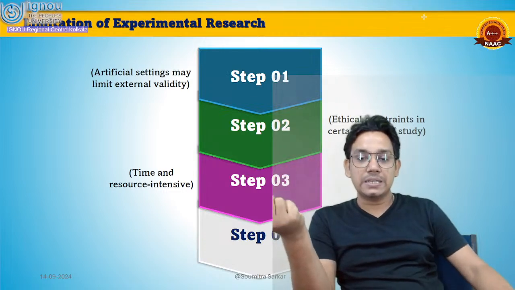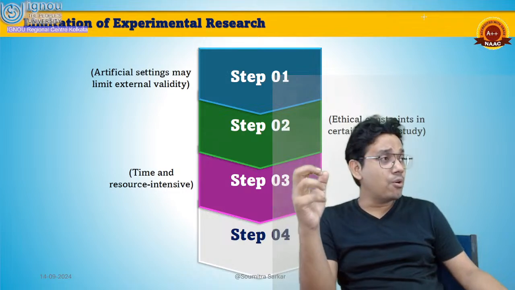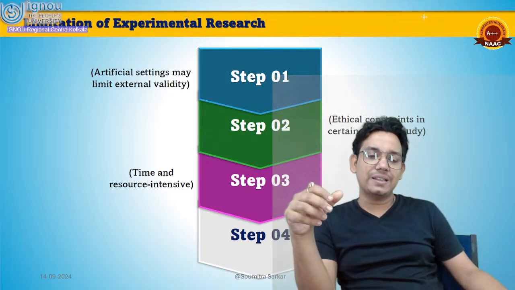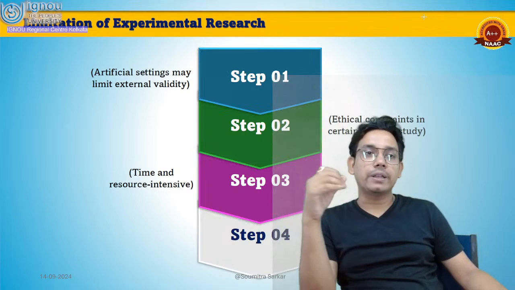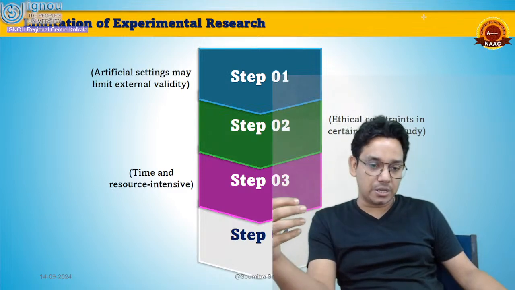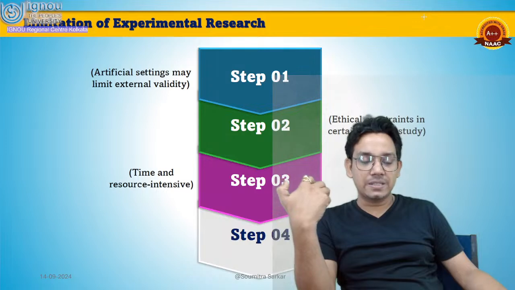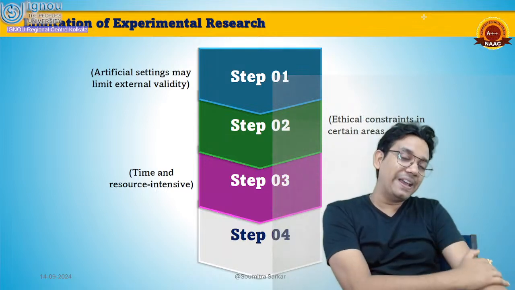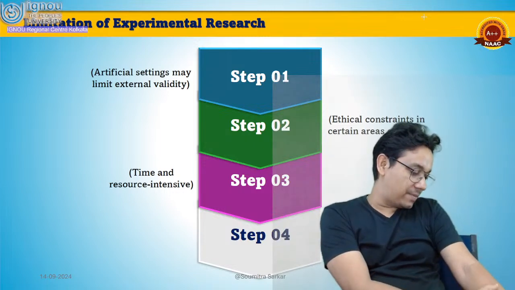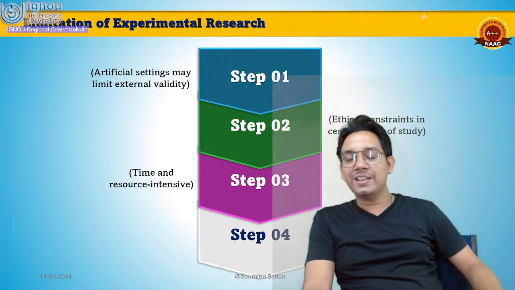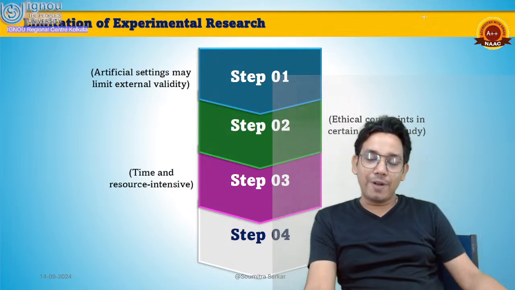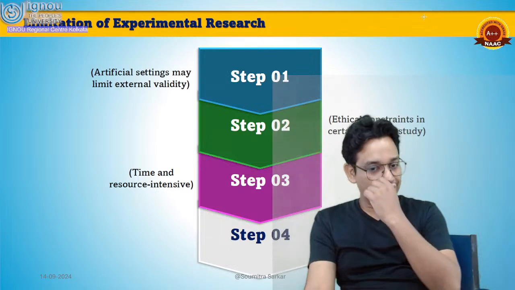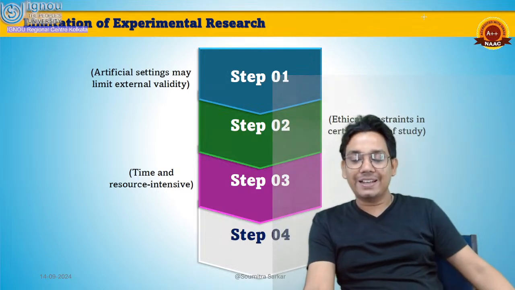Ethical constraints in certain areas of study: it focuses more on ethical orientations and constraints. It's not flexible, not focusing on emotions, not focusing on open-ended questions. Time and resource intensive: if we pay attention to longitudinal studies, they are more time driven. Longitudinal studies take more time to provide you detailed observations and a detailed report. And last is the potential for experimental bias.